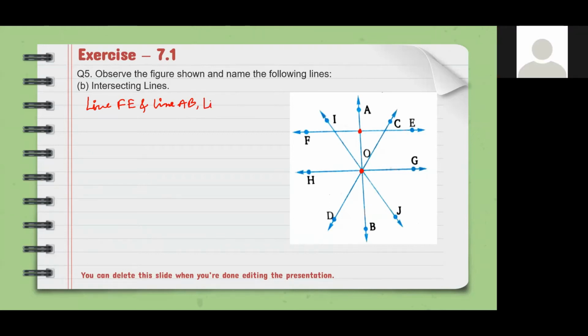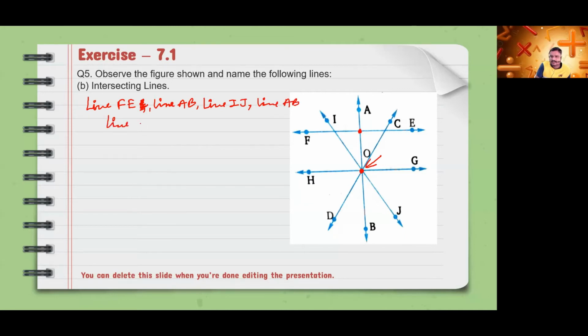On this point, sir. See, on this point. Okay. On this point, line IJ, AB, CD, and HG. You can put a comma here. Line IJ, line AB, after that line CD, after that line GH. These all are the intersecting lines.